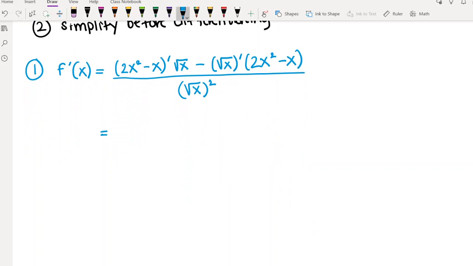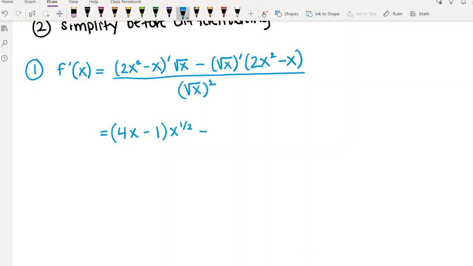Okay, so what's the derivative of 2x squared minus x? Well, applying the power rule, we're going to get 4x minus 1. And then we're going to multiply that with square root of x, which let's rewrite as x to the 1/2 because we're going to want to be able to multiply and combine things together. So let's rewrite it like that.